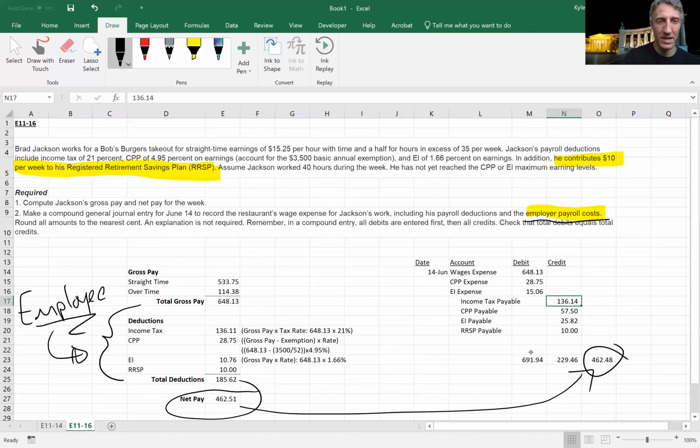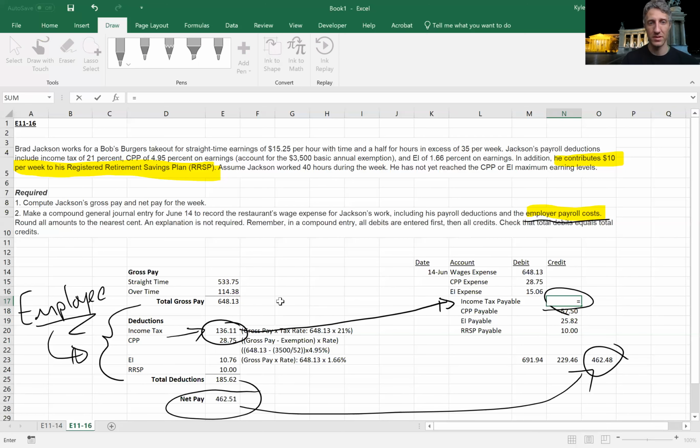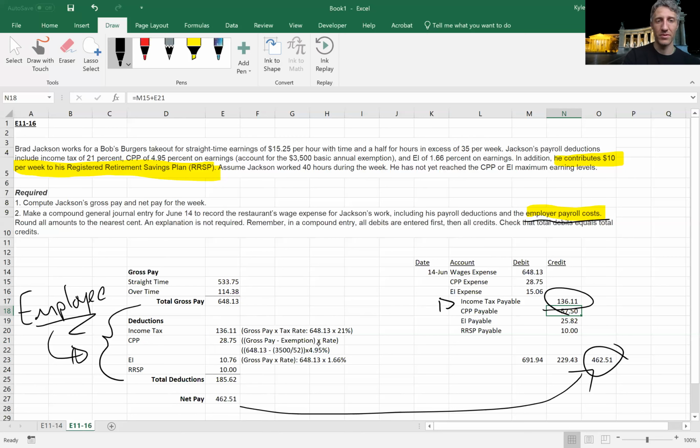Okay, so income tax, it was 136.11. I set up a payable for 136.14. I typed it in. I should have just done equals this to save that from happening. And that was it. So now I'll just start over explaining this.